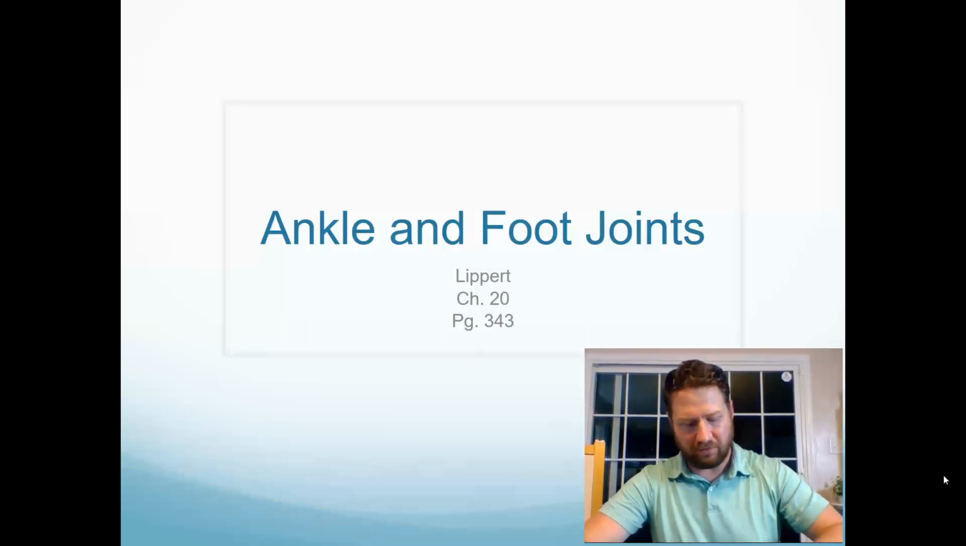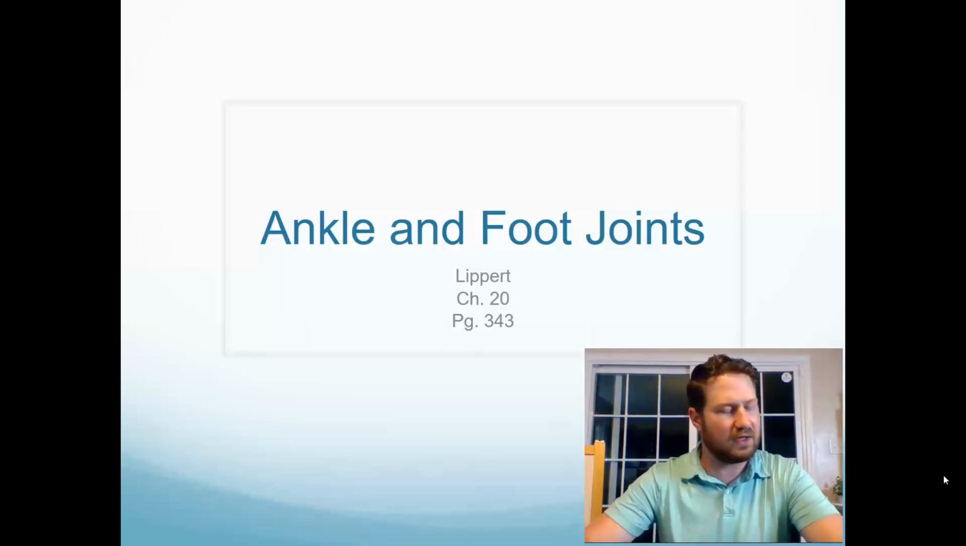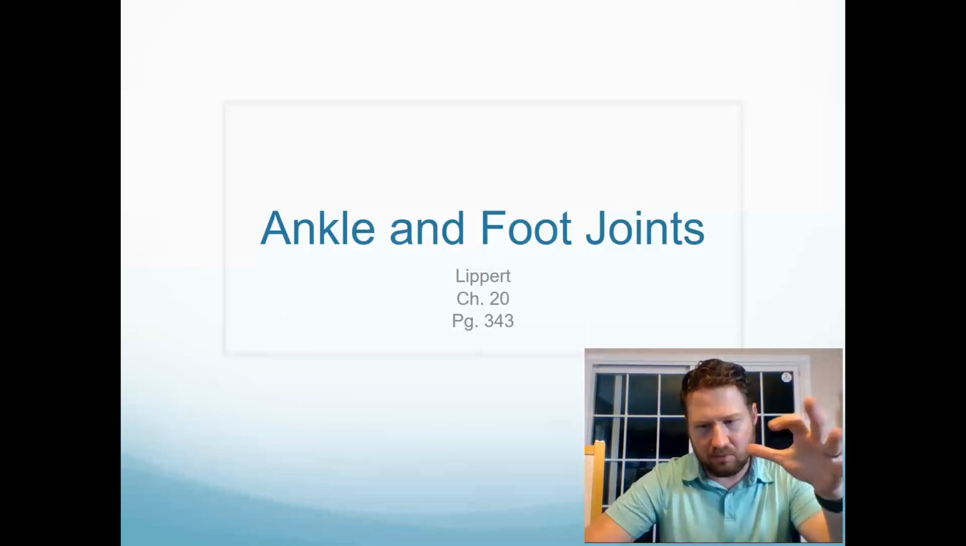And so if anything starts getting confusing, just please write it down and then be sure to get my attention during lab and we will discuss things, because I'm sure many of you will have other questions as well. Okay, so we're going to start at the most proximal area with the tib fib and then move our way down.